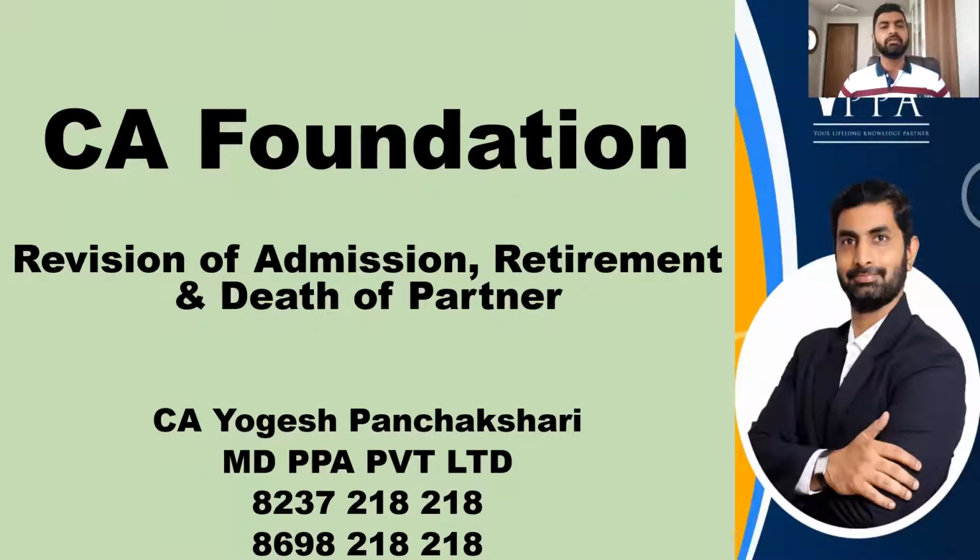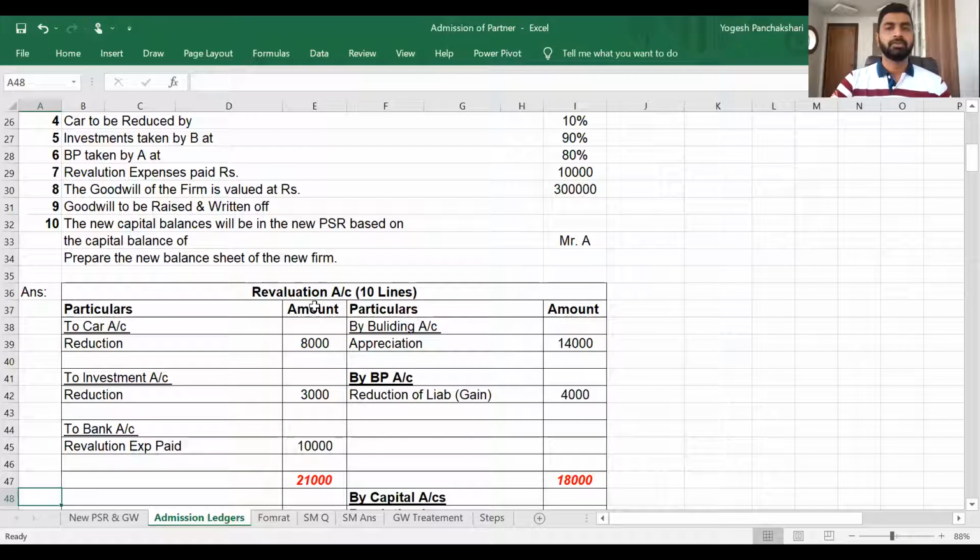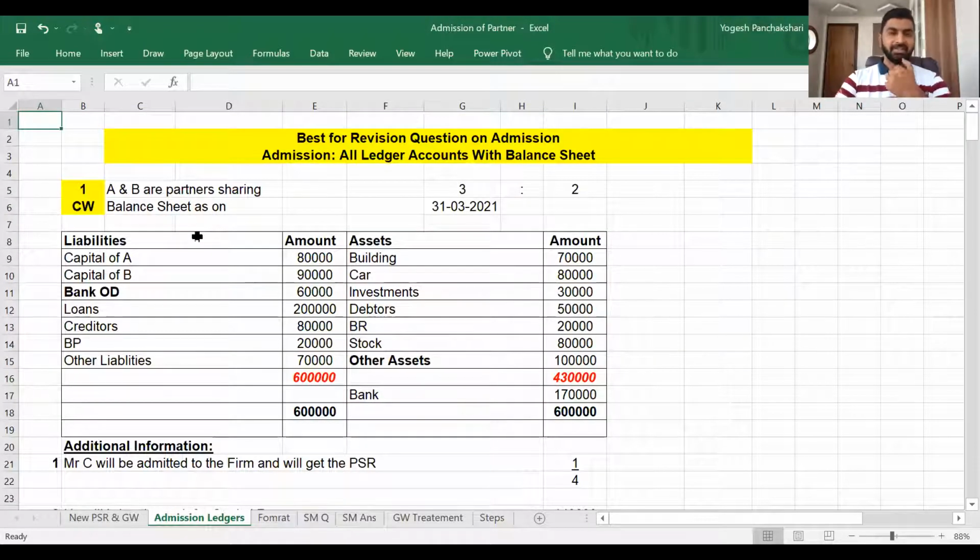Today's menu is the revision of admission, retirement and death of partner. Is it really possible to revise all these three headings in one video? Let's see. I think it is yes. So let's see how to go for admission, retirement, death and its steps. So let's start with the admission of partner. See, there are specific steps to admission of partner and the same steps you can use for retirement and death also. Let's see this question.